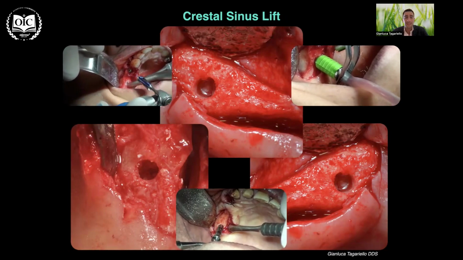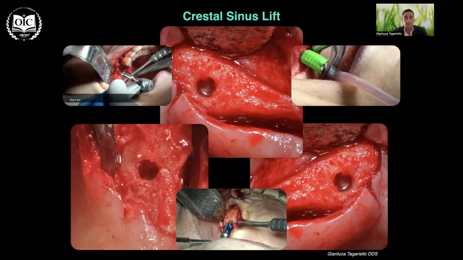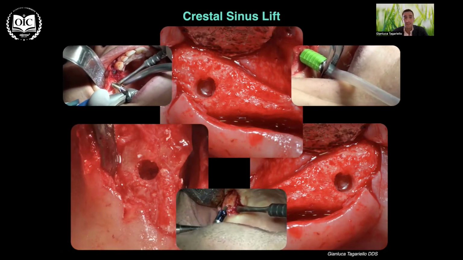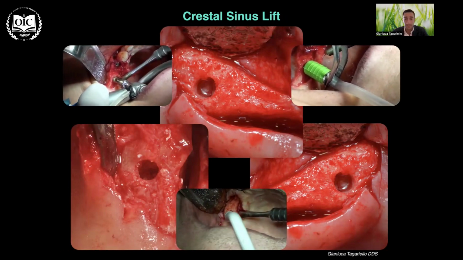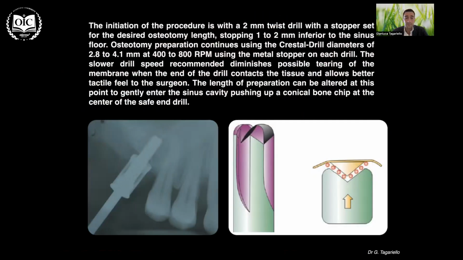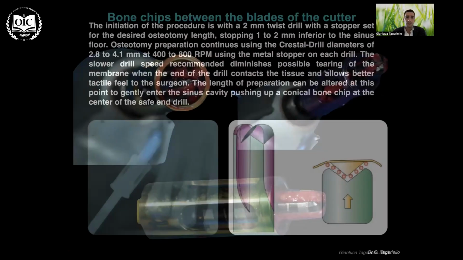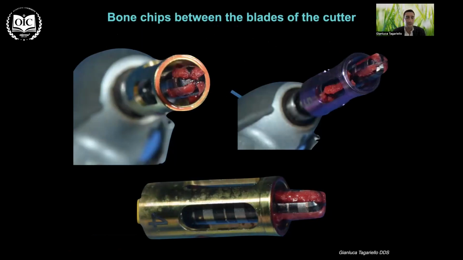And this is the sinus, this is the membrane that is intact before the attachment and when we reach the membrane using the crestal drill. The most important characteristic of this drill is the blades. The blades don't cut the membrane. And during the use of the drill, all the bone of the patient is collected between the blades, and we can use it to mix with the graft and push it into the sinus. So here you can see the blades and bone between them.